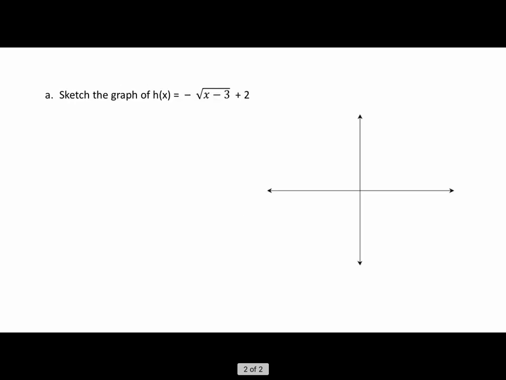Okay, so in this example, we want to sketch the graph of h of x, which is negative of the square root of x minus 3 plus 2. So first I can identify my basic function, the square root function, which starts at the origin, and it looks like that.